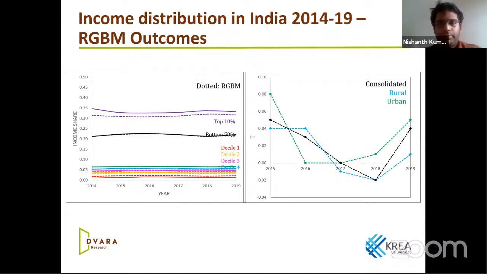Just to show you a little bit of the results of what that looks like. On the left hand side, you have the RGBM model and the results of the RGBM model, where you see that the model fits the actual data really well, except for the top 10%, which is understandable. In fact, the model underestimates the top income decile.